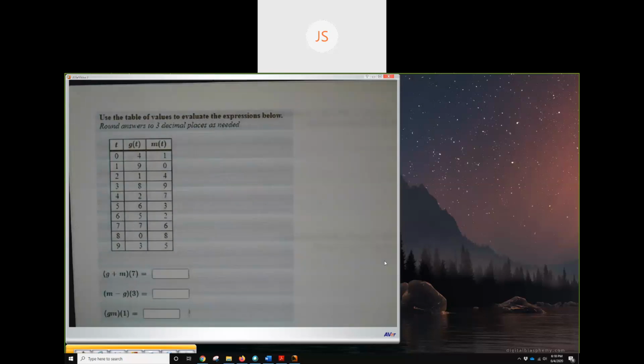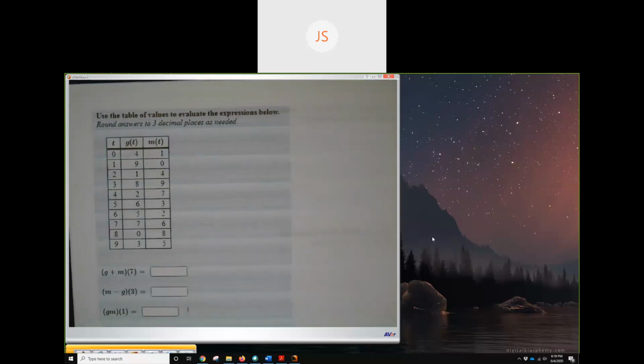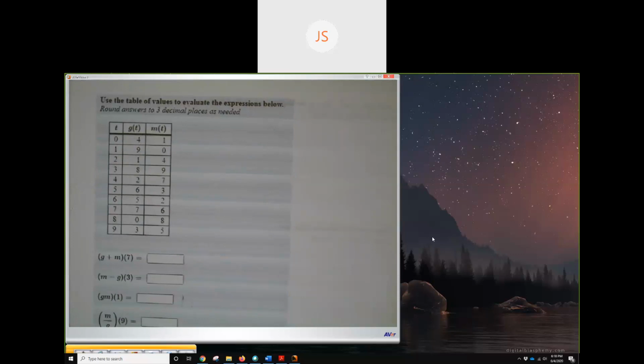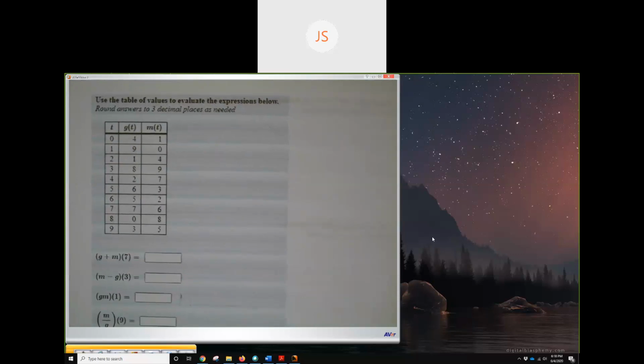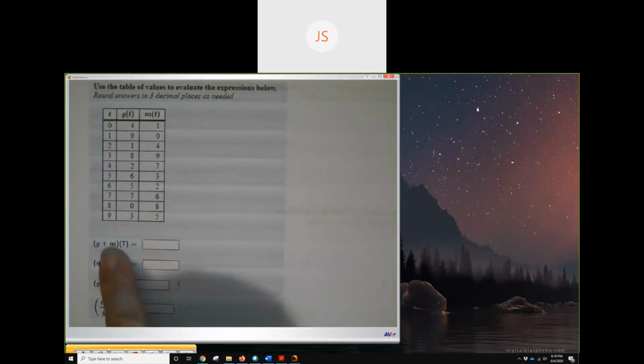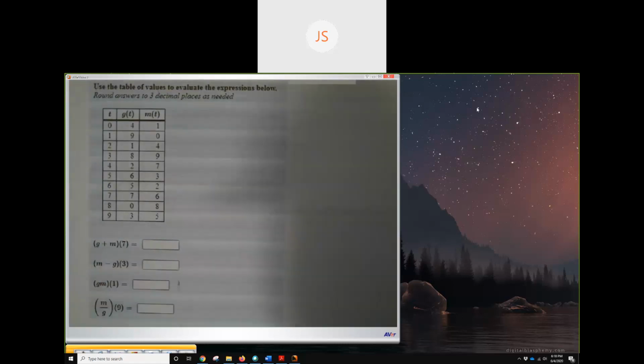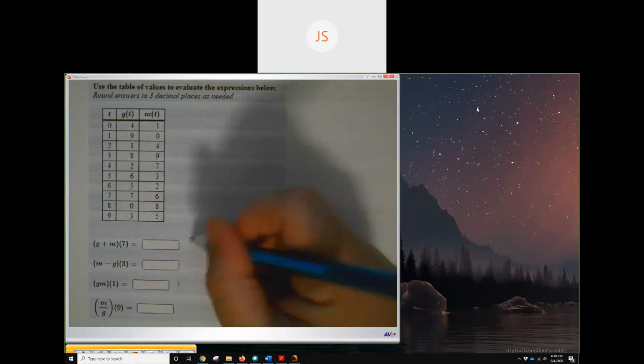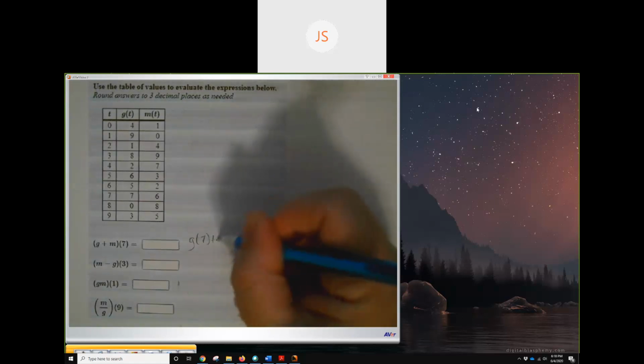Okay, so 1.4 was about composition of functions and arithmetic of functions. Really, anything that you can do to numbers, you can do to functions. You can add them, subtract them, multiply them, divide them. So if you are asked to do something like g plus m of 7, that is the same as saying g of 7 plus m of 7.